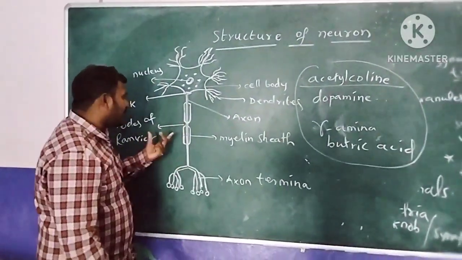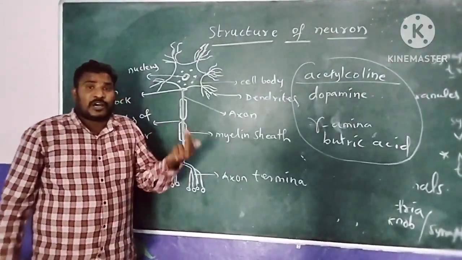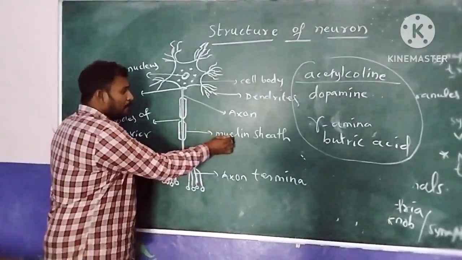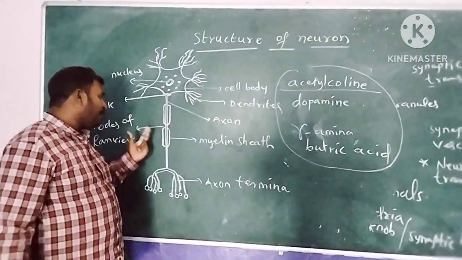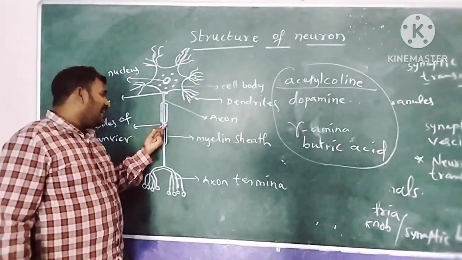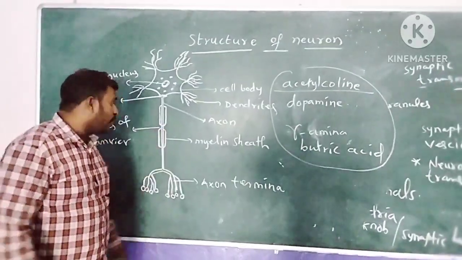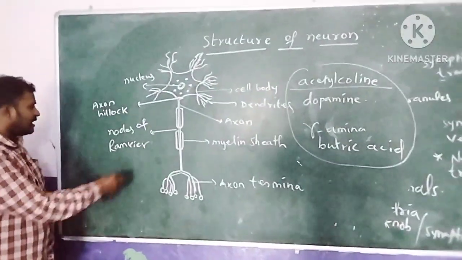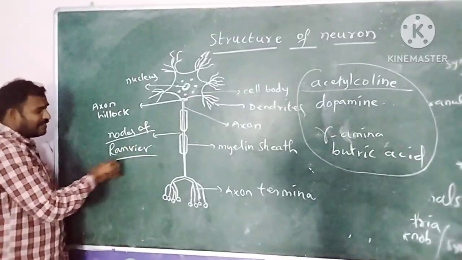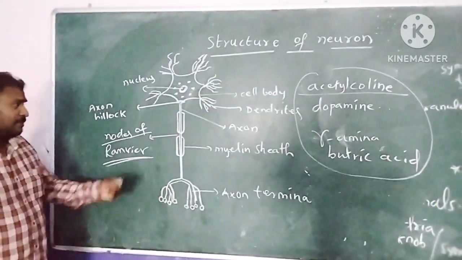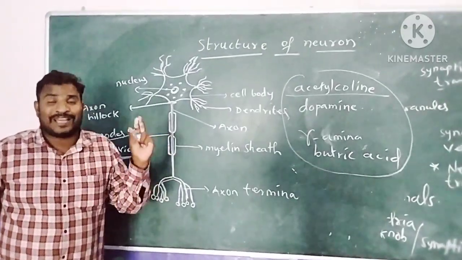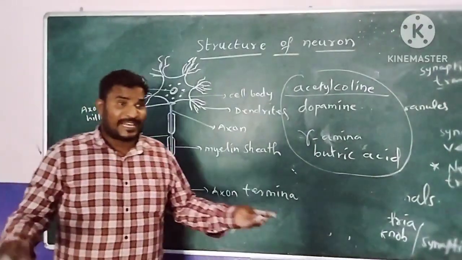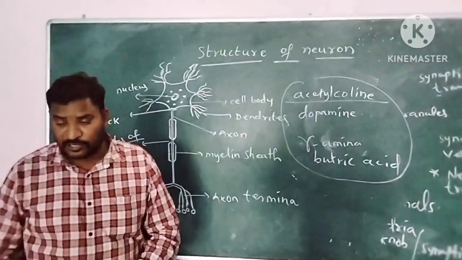Now, the cells present around the axon are called Schwann cells, and the outermost covering of the Schwann cells is called the myelin sheath. While wrapping around, the myelin sheath leaves gaps at regular intervals. These regular intervals are known as nodes of Ranvier.